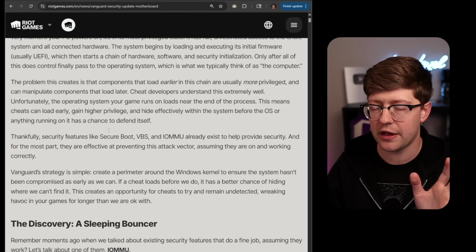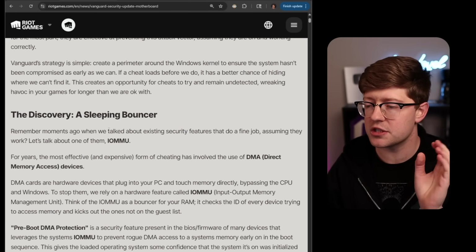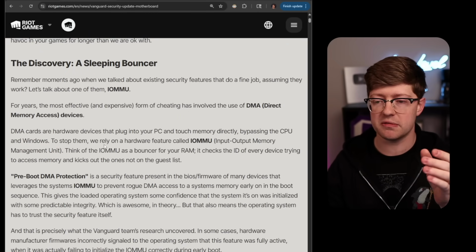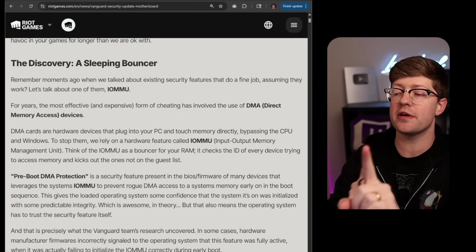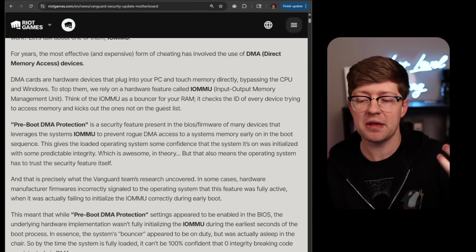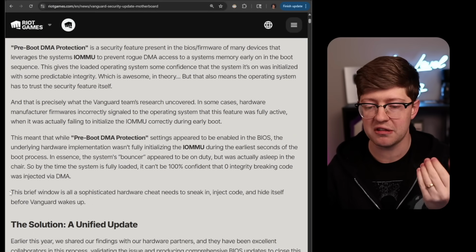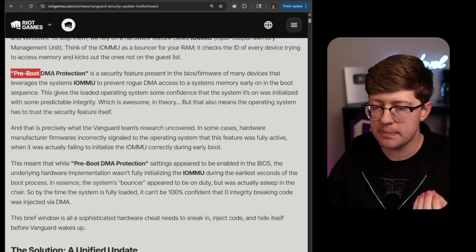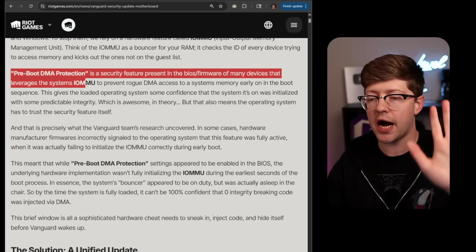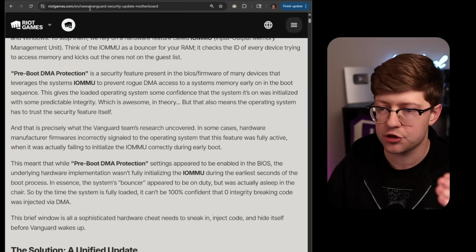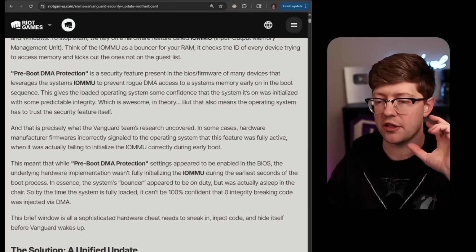Now, Vanguard, or Valorant rather, what is it called? Vanguard? Now, Vanguard does load as a boot stage loader, which means basically it loads in before all the other drivers. So it has very, very early hooks put in. But that being said, it still is extremely hard to detect these. So because of this, they depend on pre-boot DMA protection that tells the computer, hey, the IOMMU is not allowed to let any transactions come through that could do anything evil.